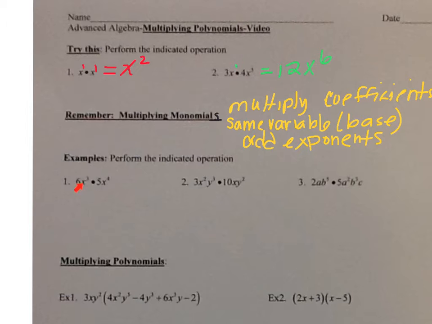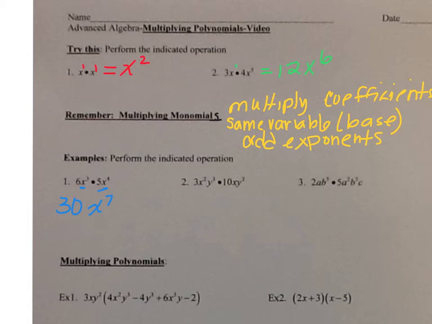So we have 6x to the third times 5x to the fourth. We're going to multiply the coefficients. So 6 times 5 is 30. And then we have x to the third times x to the fourth. We add the exponents. That's x to the 7th.